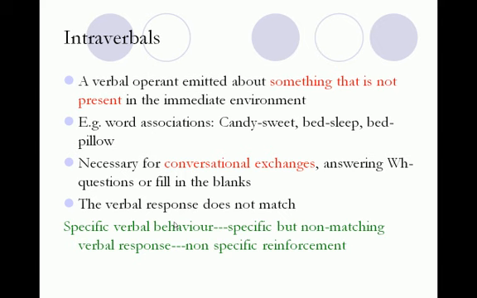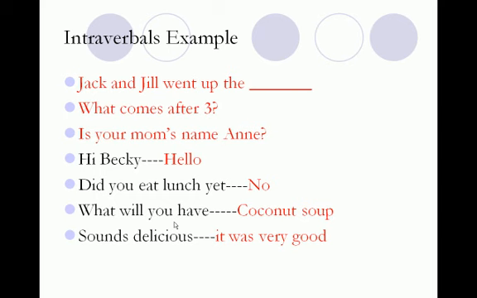Here's some examples. When you say Jack and Jill went up, the child says hill. You say what comes after 3. Child says 4. Again, remember no stimuli in the environment, and the response does not match. The listener's response does not match the speaker's response.